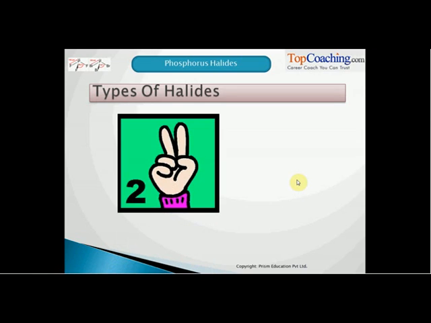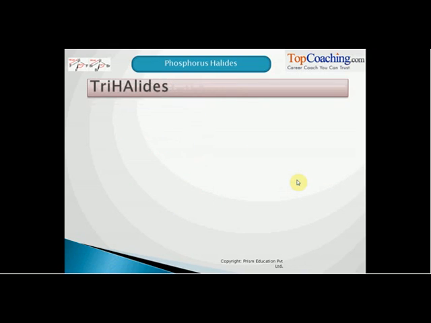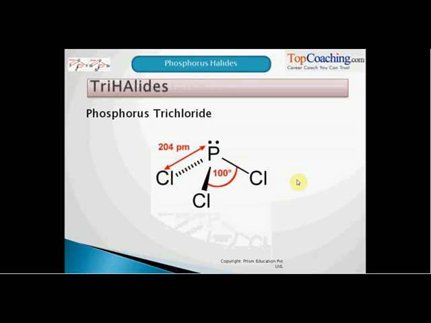Phosphorus basically forms two types of halides. Those are trihalides and pentahalides, right? Let us move a bit further. Trihalides, as in phosphorus trichloride, right?